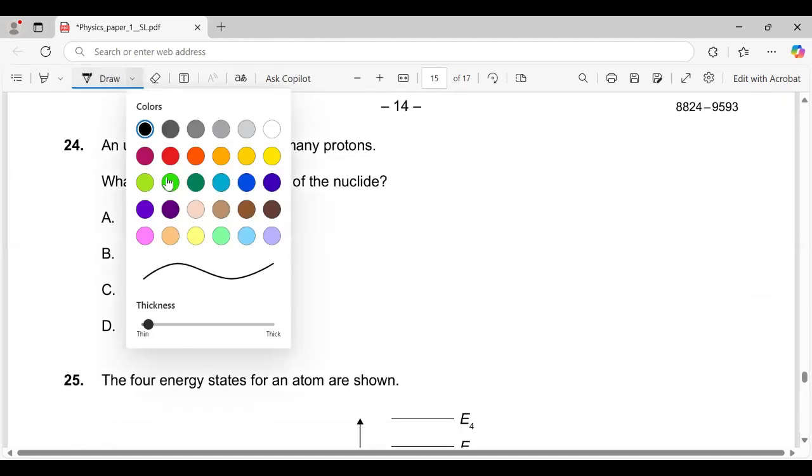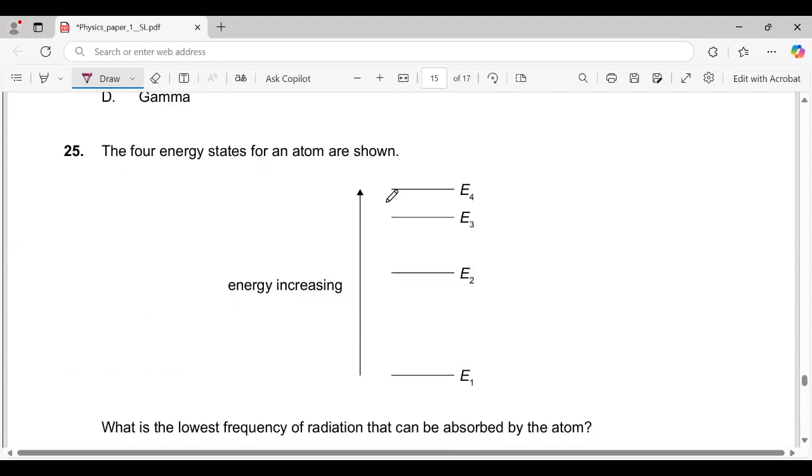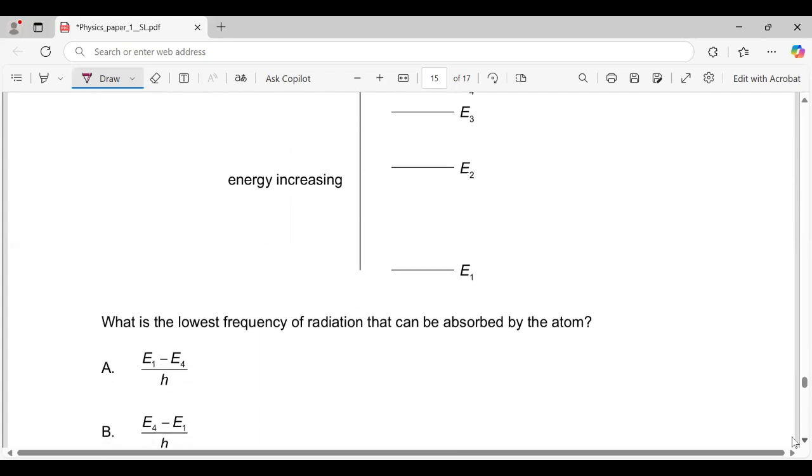Question 24. An unstable nuclide has too many protons. What is the most likely decay of the nuclei? Alpha, beta minus, beta plus. Number 25: the four energy states for an atom are shown. What is the lowest frequency of radiation that can be absorbed by the atom?